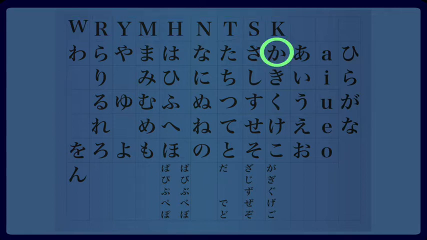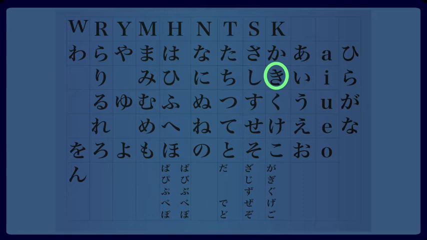So the first symbol, ka, is made up of the k sound because it's in the K column, and the a sound as in the vowel a because it's in the a row. When you put the consonant and the vowel together, you end up with ka, which of course could be written Ka if you're looking at writing in English lettering, which is called romaji.